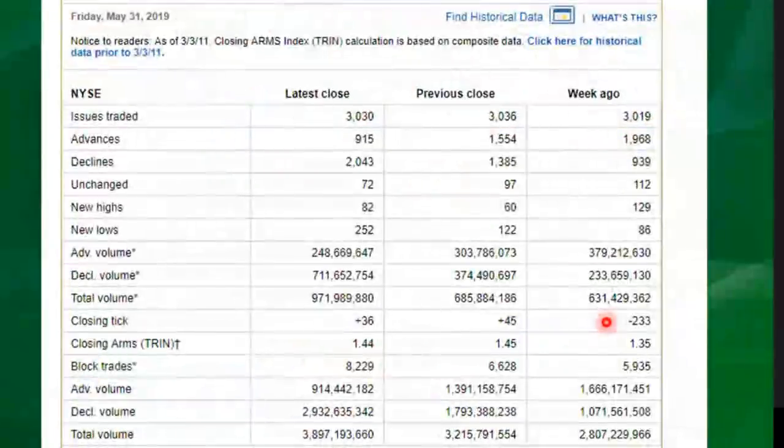So the AD line, how do you calculate that? Well, every day, you can find it in several different places, like the Wall Street Journal. You can see, and this is from Friday, so it was kind of a rough day, there were 3,030 issues traded, 915 up, 2,043 down. So every day you take the difference of the advances minus declines, and that number is added to the cumulative advance decline line.